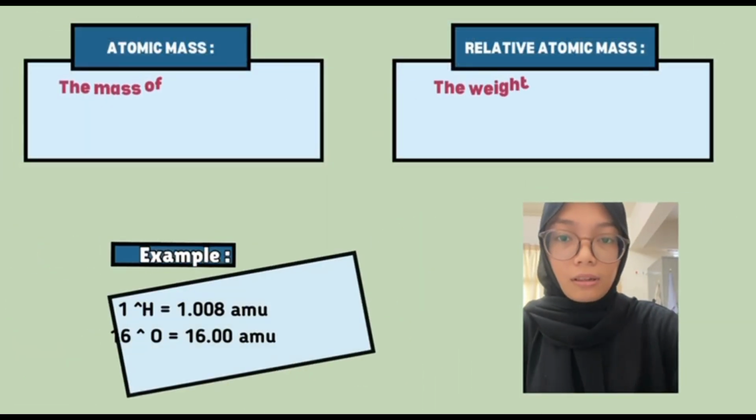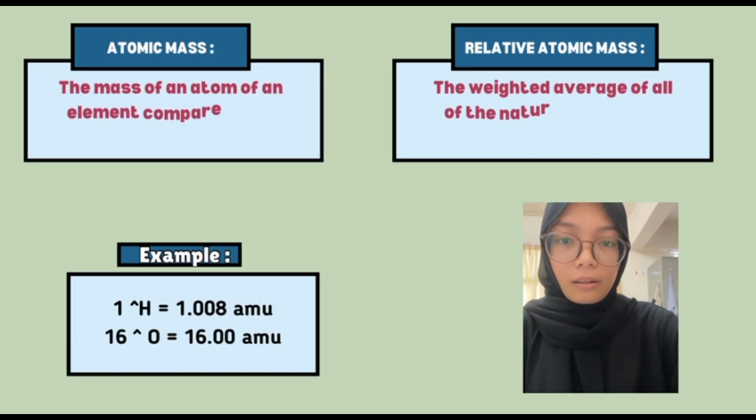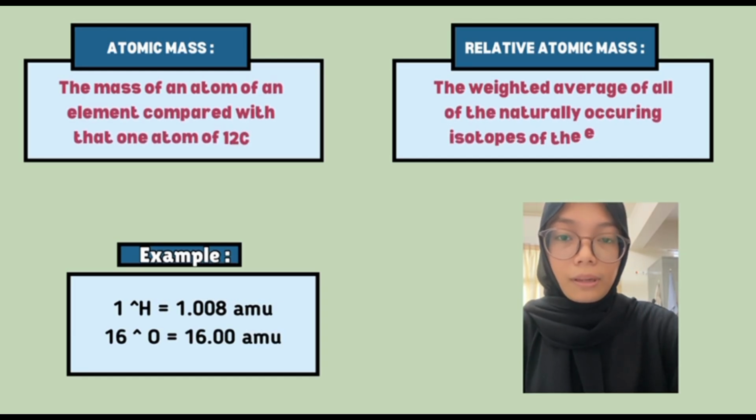The definition of atomic mass: the mass of an atom of an element compared to one atom of carbon-12. The example of atomic mass: 1 hydrogen equals 1.008 AMU. Relative atomic mass is the weighted average of all naturally occurring isotopes of the element.